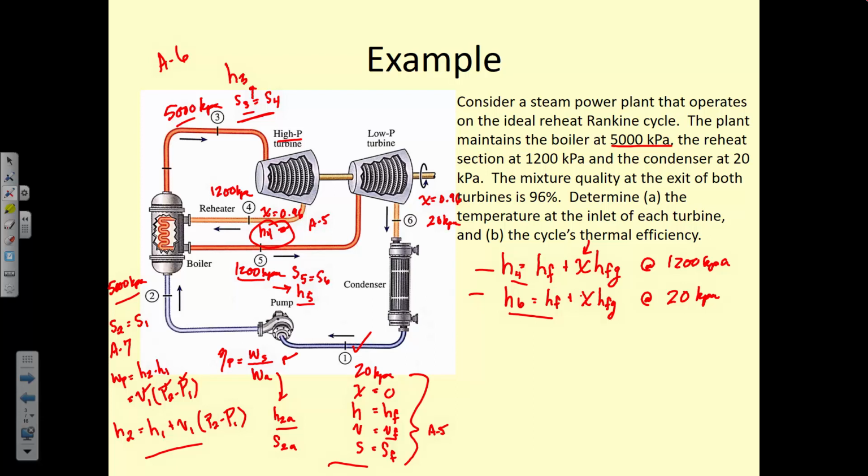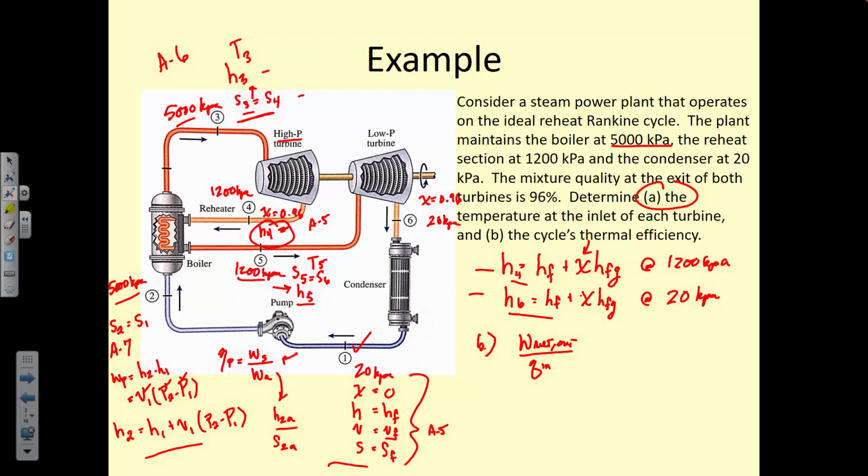2 pages. Okay, so the temperature at the inlet of each turbine, we can now do that because we know H3, we can find T3, and because we know H5, we can find T5. So part A is easy, we use the enthalpy at the inlets to find the temperatures. Okay, so part A we'll figure out. Part B, the thermal efficiency, how do we do that? Okay, so work net out over Q in.